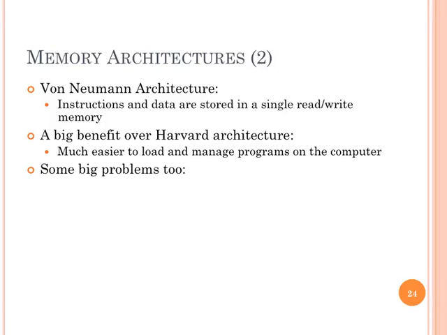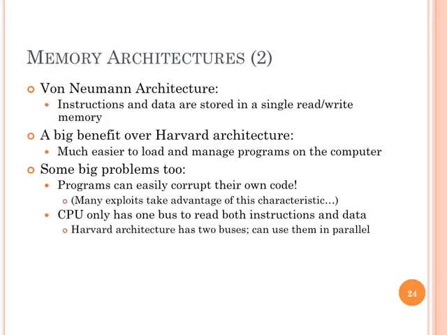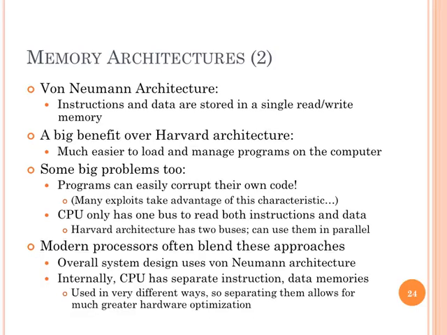Generally, we have approaches that allow us to avoid this stuff, but these are some of the issues. So yes, programs can easily corrupt their own code. Then we have this performance issue that the processor can only load instructions and data across one bus instead of having two separate buses, which would make it better and faster. And so what modern processors frequently do is blend these architectures. Just like I was saying that RISC and CISC are no longer ends of the spectrum, processors blend them because there are benefits of both. Same thing with the Harvard and the von Neumann architectures.